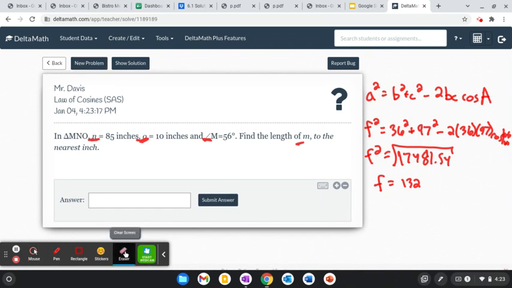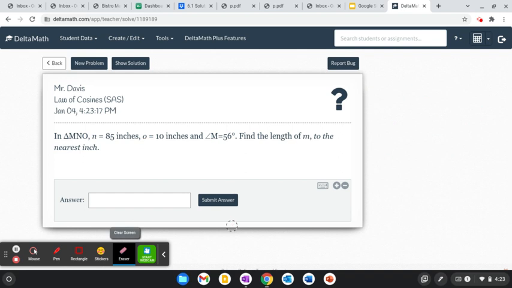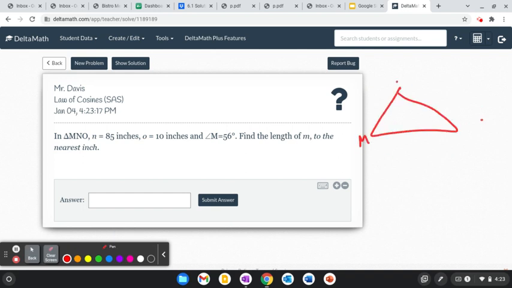All right, let's look at one more. I'll draw a little picture for this one. Might help you visualize it a little bit. So it says we're given M and O. If I were to draw this, it says little n is 85, little o is 10, and angle M is 56 degrees. So you can see they have this side angle side, which is what we're doing here. And we're going to find little m over here.